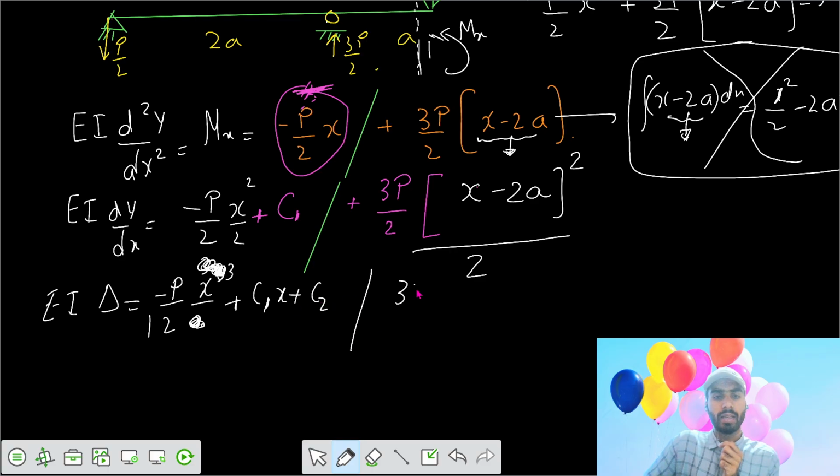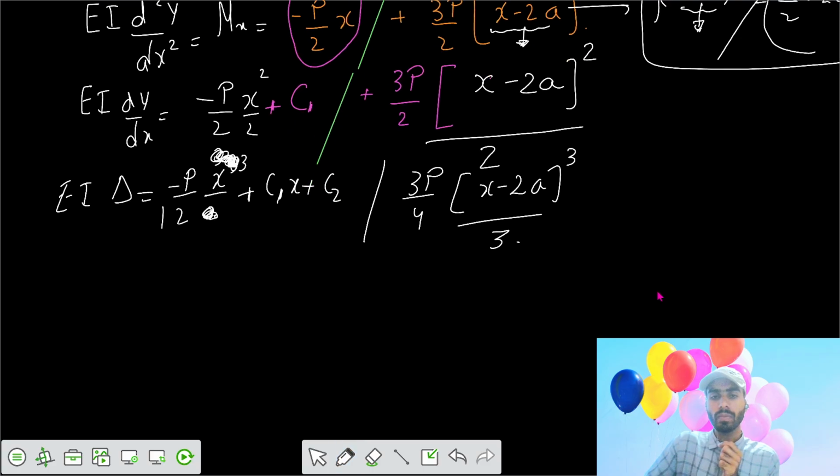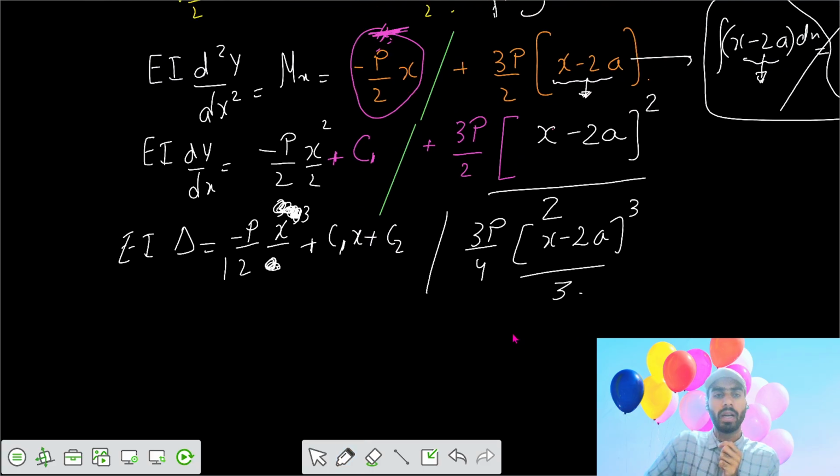Then we write 3P by 4, then we have x minus 2a. Now the power will increase by 1, so we can write cubed divided by 3. Now we got the slope and deflection equations.